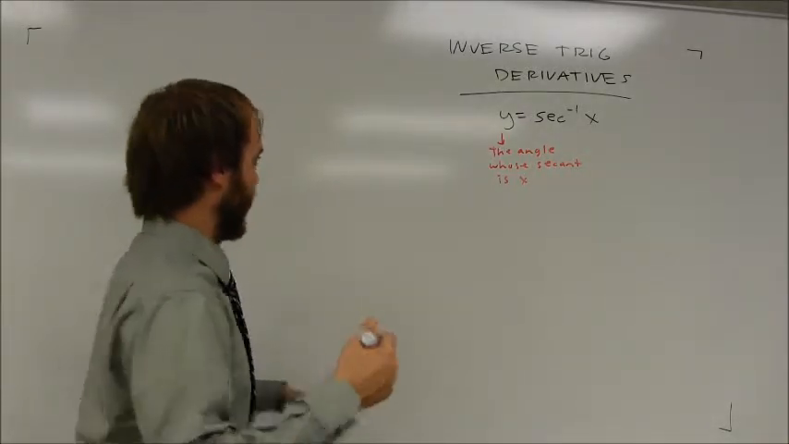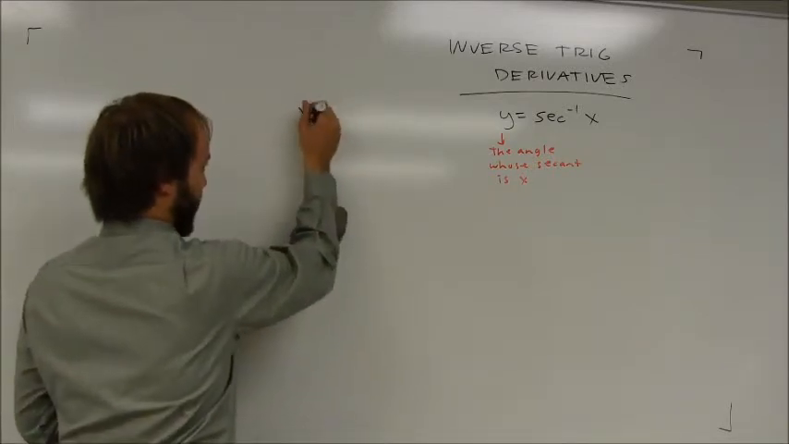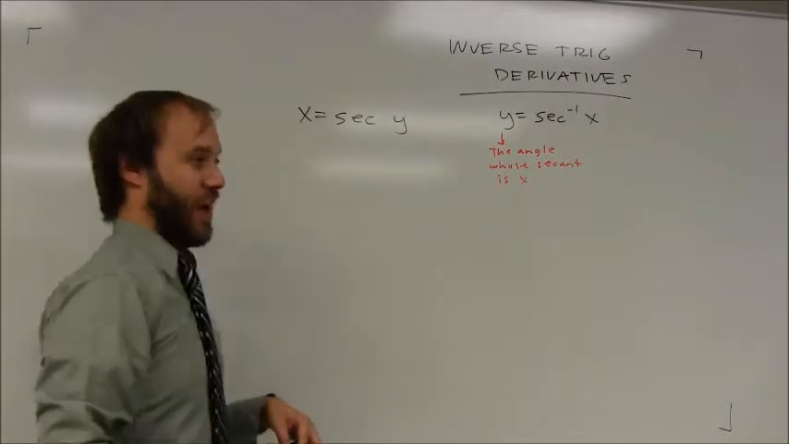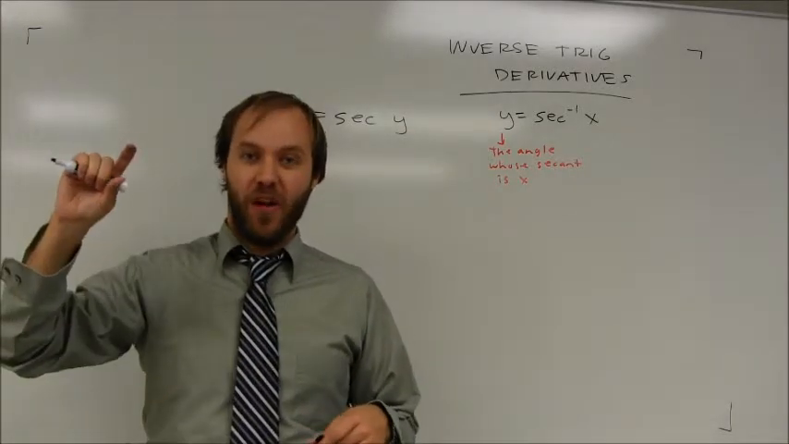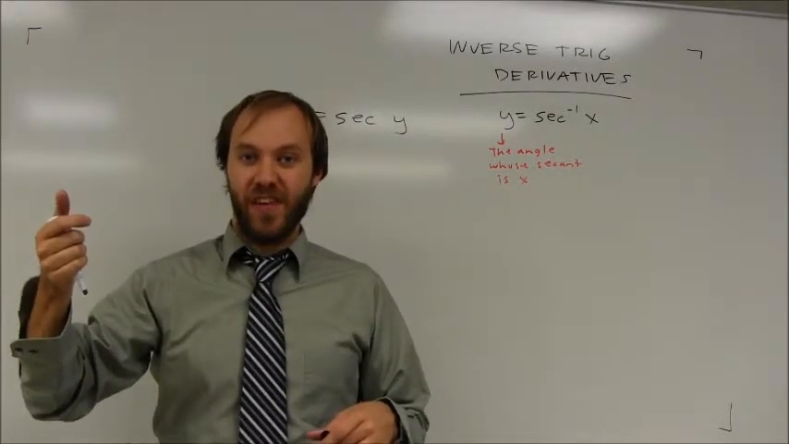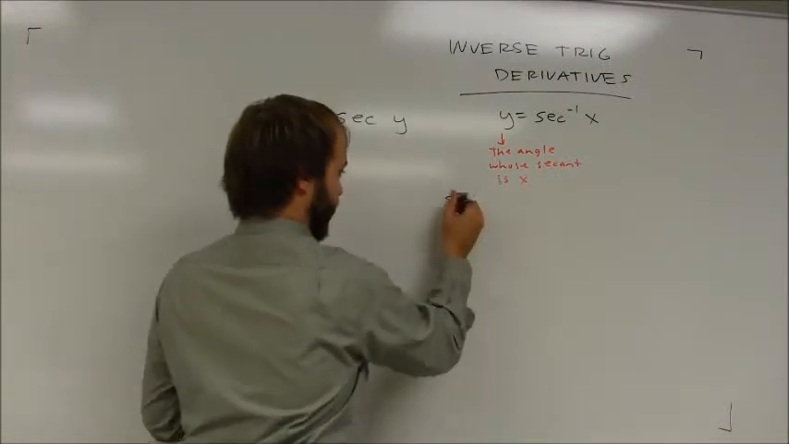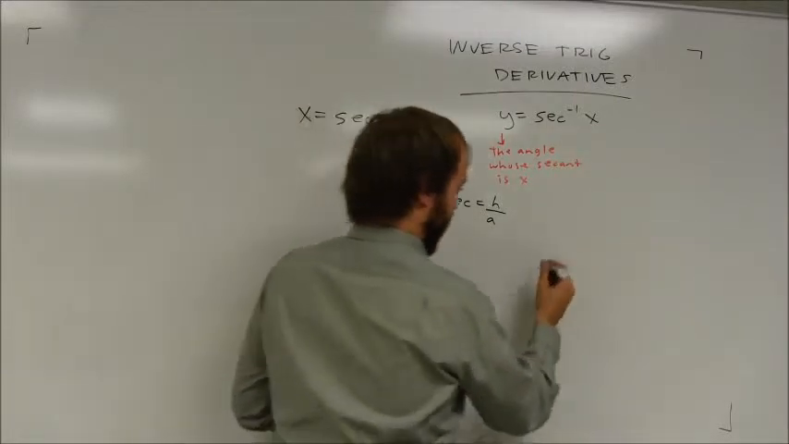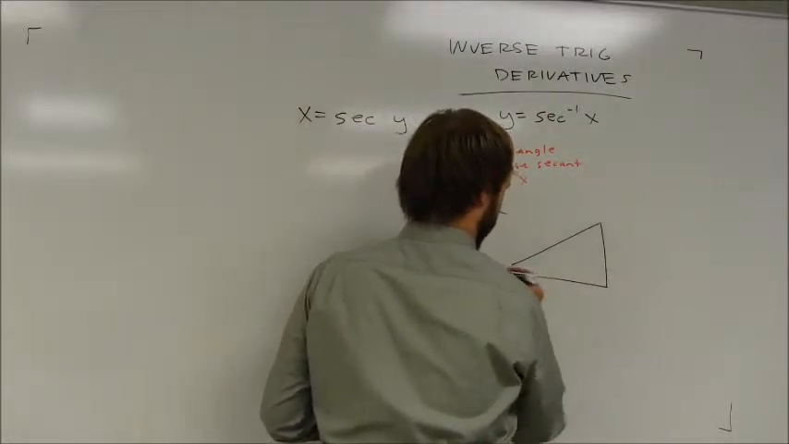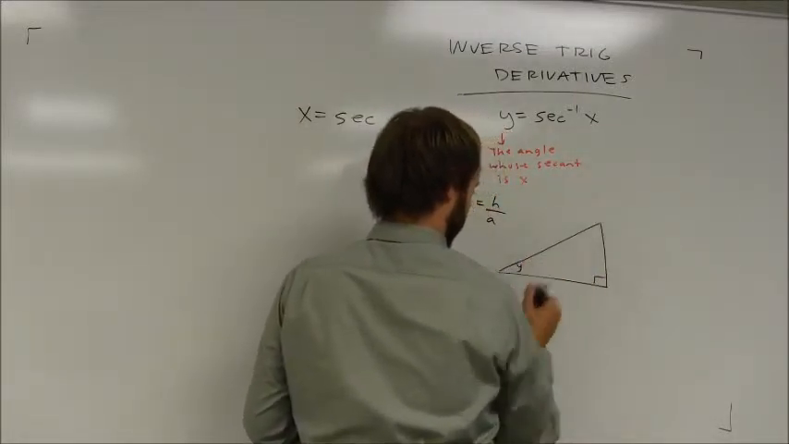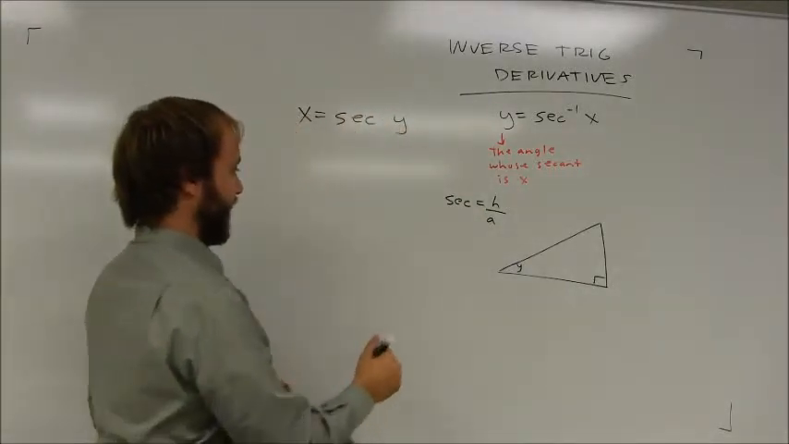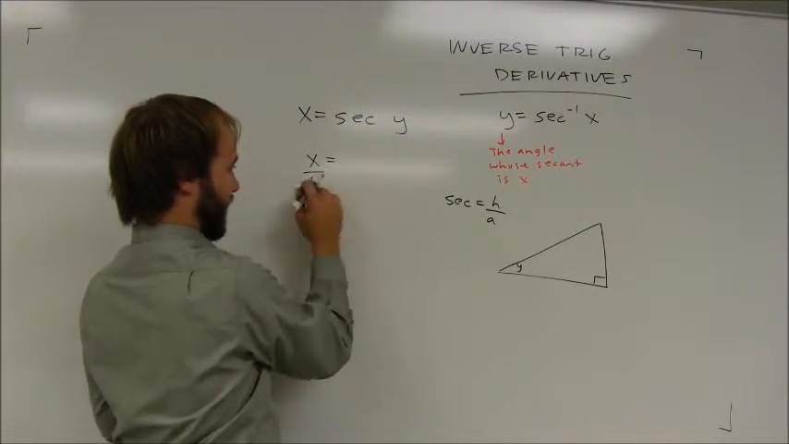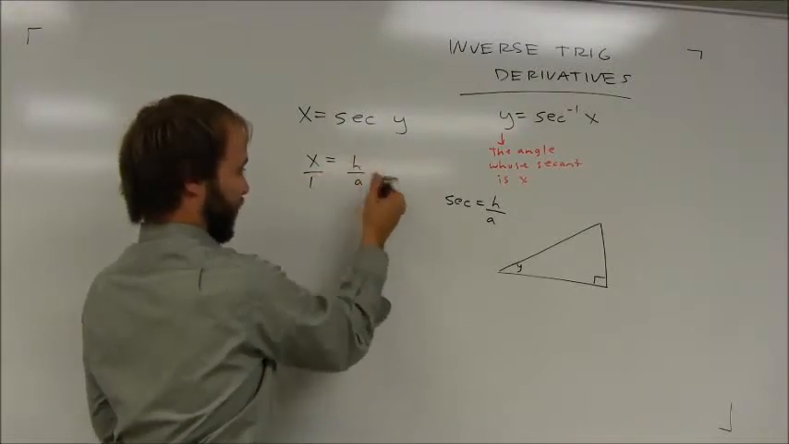So if you look at this, of course I can rewrite this using inverse notation. That's going to be x equals the secant of y. Okay, we know that secant is the reciprocal of cosine. Cosine is adjacent over hypotenuse, so secant is going to be hypotenuse over adjacent. Okay, just like before, I can make my right triangle. My angle is y here, and it says that the secant is x. So x over 1 is the secant. That's my hypotenuse over my adjacent side.